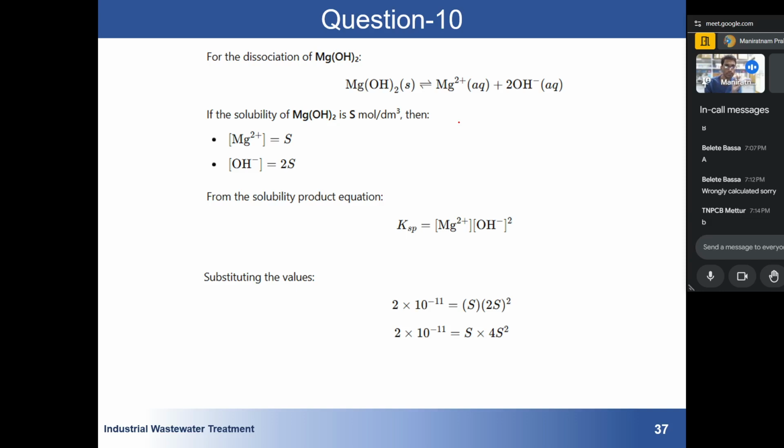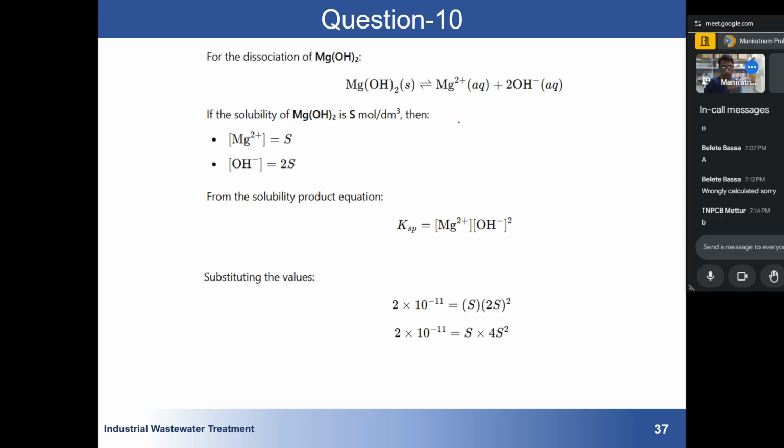If the product of the amounts added is above the KSP, then the precipitate will form. If it is less than that KSP, then it won't form. A particular term is defined for such a thing, and that is the saturation index.